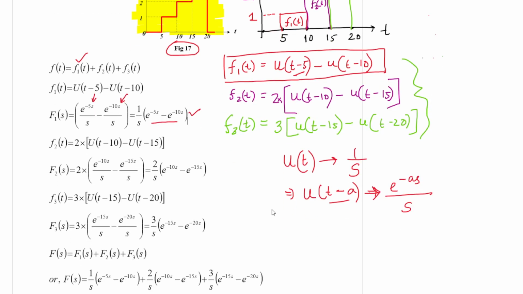So similarly, if you consider f2(t), again it is a gate function but multiplied with 2 because its magnitude is 2. So same thing, u(t minus 10) will be e to the power minus 10s by s, and u(t minus 15) is e to the power minus 15s by s. So if you take s common, outside we have 2 by s, and in the bracket we have e to the power minus 10s minus e to the power minus 15s.